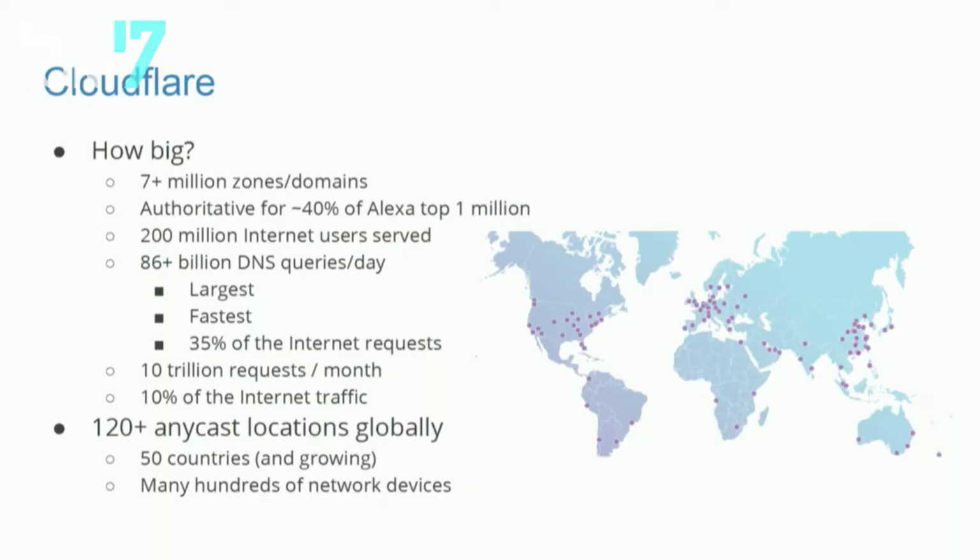This presentation does not necessarily represent the view of Cloudflare, but I have this slide here to show the scale of deployment and how important Salt is for us to keep this big network reliable, stable, and, as of today, self-resilient. We are behind more than 7 million websites. We serve many requests every day, like 86 billion DNS queries, and we carry about 10% of the total internet traffic. And all of this goes through 120 data centers distributed around the world, which means many hundreds of network devices.